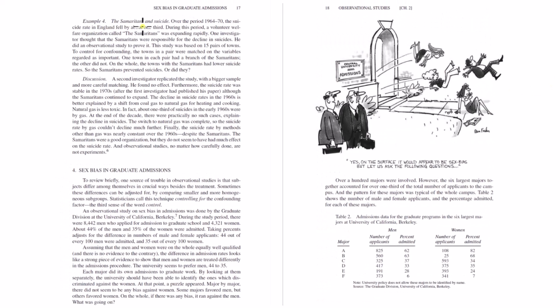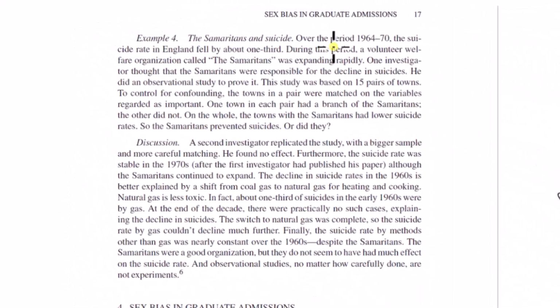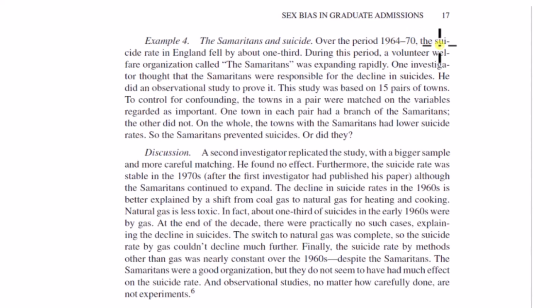Example 4, the Samaritans and suicide. Over the period of 1964 to 1970, the suicide rate in England fell by about 1/3. During this period, a volunteer welfare organization called the Samaritans was expanding rapidly. One investigator thought that the Samaritans were responsible for the decline in suicides. He did an observational study to prove it.